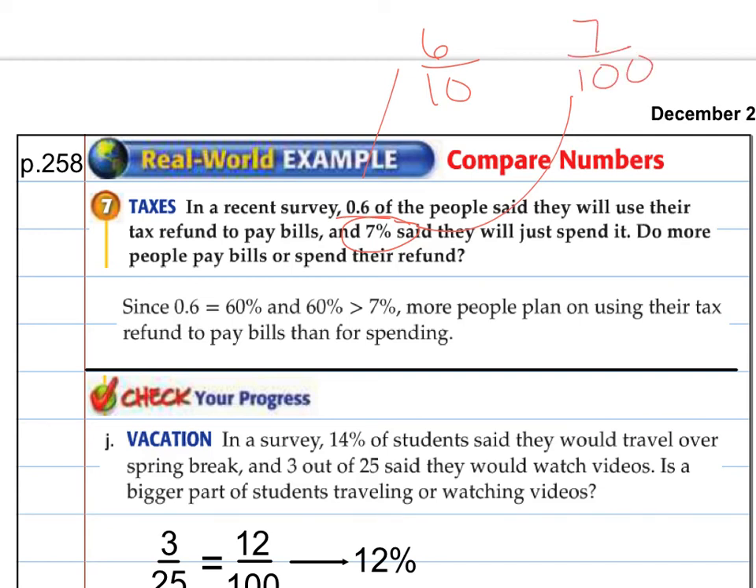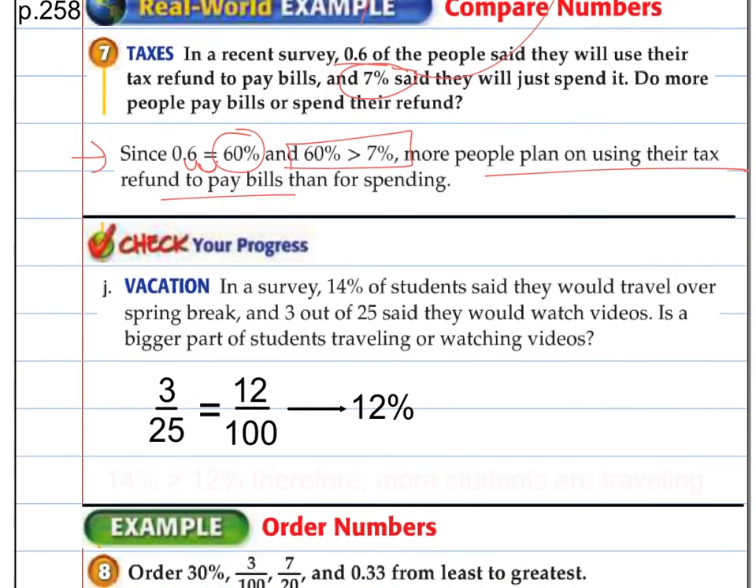So I naturally changed mine to fractions. Otherwise, you could change it to a percent right away. Since 6/10 is the same as, move it twice, 60%. 60% is more than 7%. So more people plan on using their taxes to pay bills than just for spending. So just being able to convert and compare.